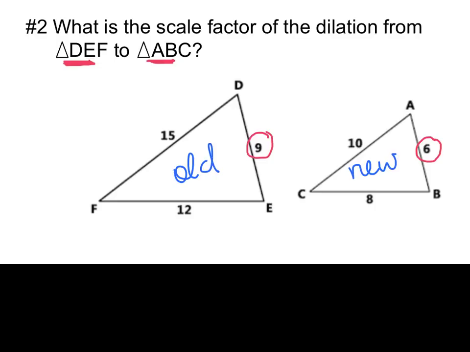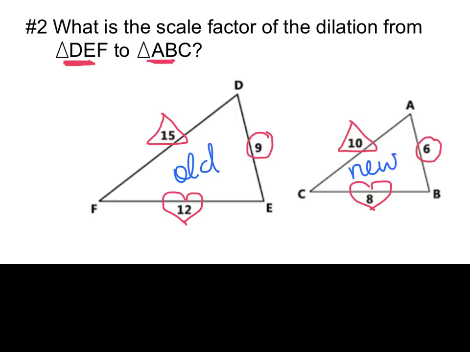And looking at the order of the other letters, DF would go with AC. So DF goes with AC. And FE, or EF, would go with BC. So you want to be able to figure out what sides are corresponding. Okay, and then you just pick 2 of them, but they have to be the same ones. They have to be the same shape if you're going to put shapes around the numbers.